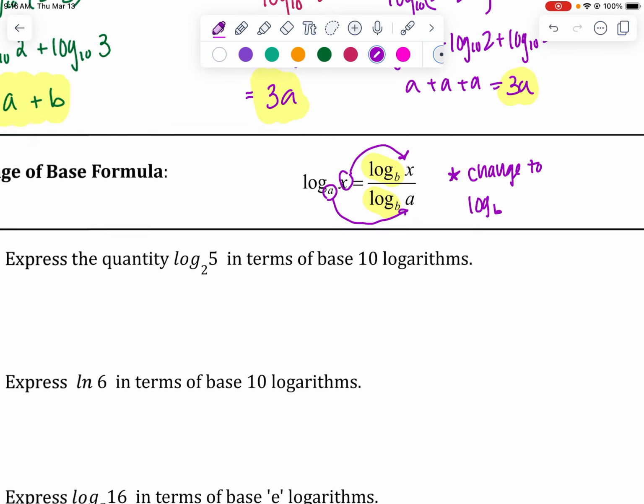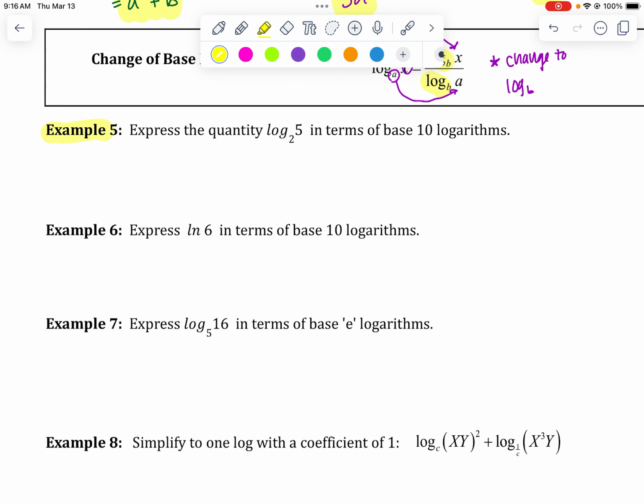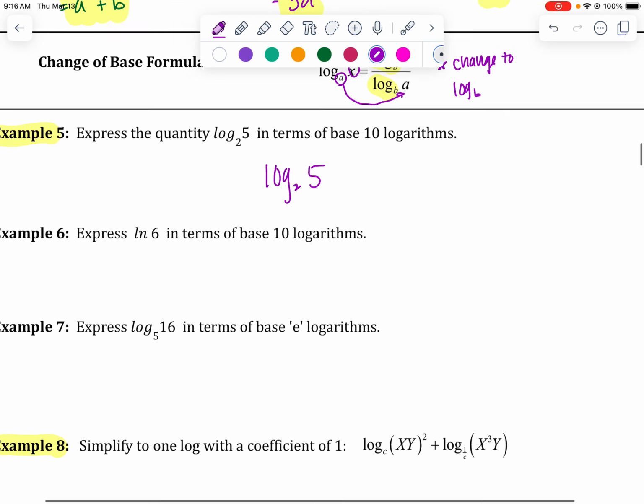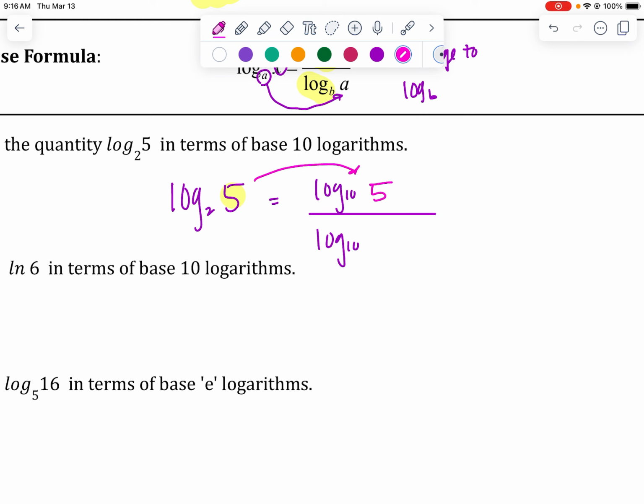Okay, so let's go ahead. I will do a couple examples. I'll do example 5, and then I'll work with example 8. Okay, so example 5, it says express the quantity of log base 2 of 5 in terms of log base 10. So we want to get to log base 10, so I'm going to say log base 10 all over log base 10. And what happens is the 5 goes on top, so I have log base 10 of 5 on top, and then the 2 goes on the bottom. So then I have log base 10 of 2. And that's it. That's your answer.